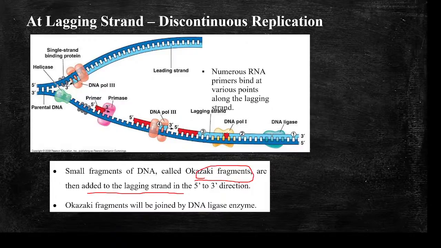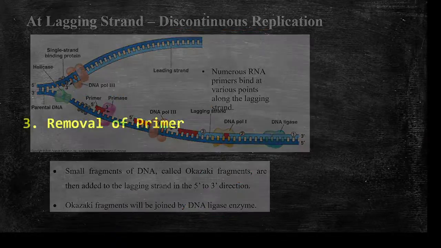So here what happens, the primer will bind and a fragment of DNA will be added. Then again one more fragment of DNA will be added, one more fragment of DNA will be added. Okay, so this is a discontinuous replication that happens at the lagging strand. After all the fragments are added, the DNA ligase enzyme will join these fragments.